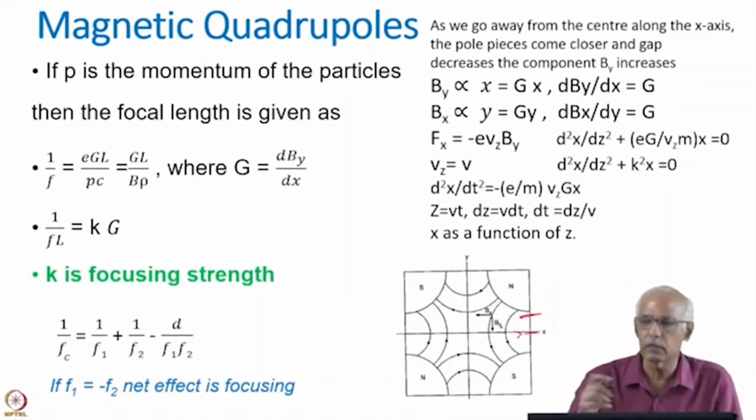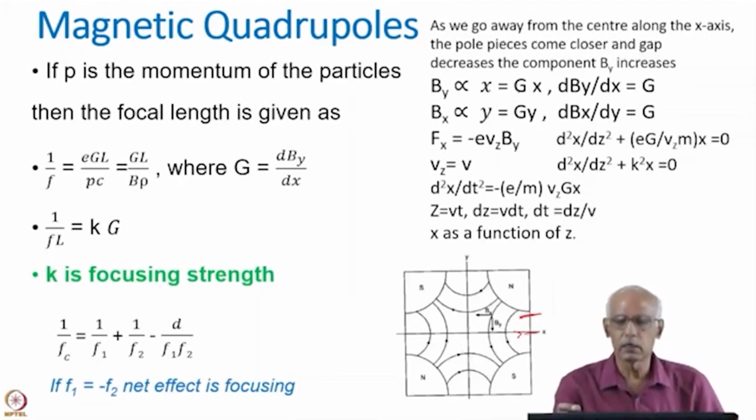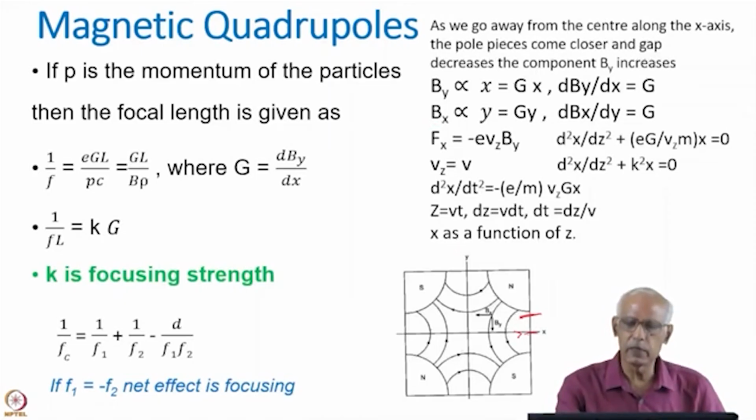So we can always write that By is proportional to x here, and therefore you can write it is equal to G times x. Yes, G is a constant of proportionality, it's nothing but a gradient. And similarly, if you go to the y-axis side, then also you can write that Bx is proportional to y, and it is again G times y. This G is the proportionality constant here.